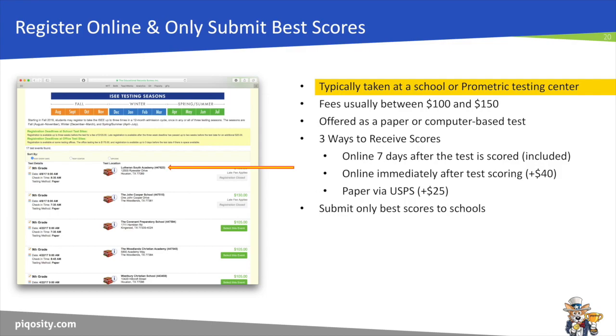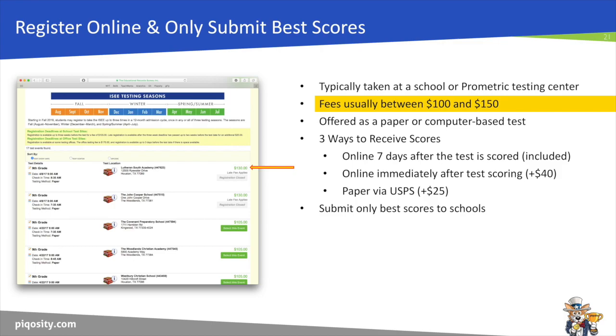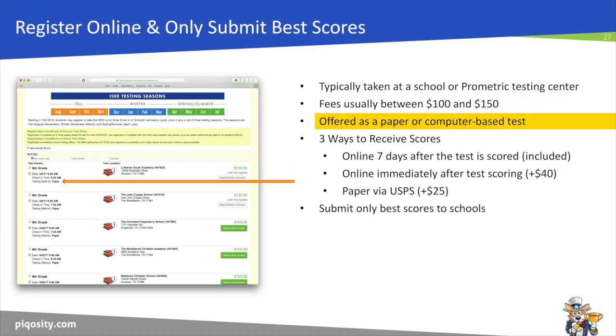Parents must register their students to take the ISEE on the ERB's website where they will select a date and location. Typically, the testing location will be at a private school or at ERB's contract testing partner, Prometric. The registration fee is usually between $100 and $150, but varies according to testing site, accommodations, and time of registration. When taken at a school, the ISEE is generally offered as a paper and pencil test. At Prometric, the test is only offered on the computer. Parents may therefore want to consider whether their child would do better on a computer or on paper.